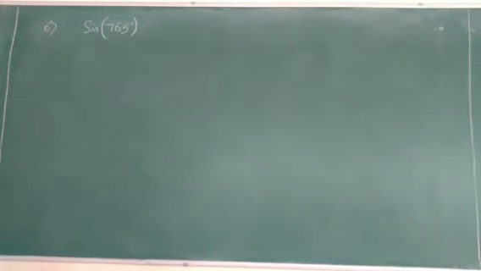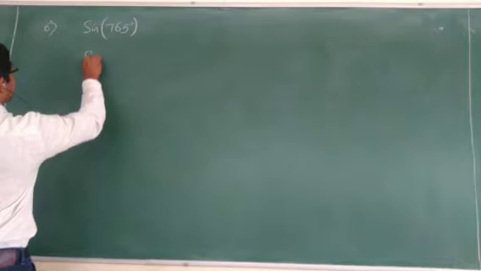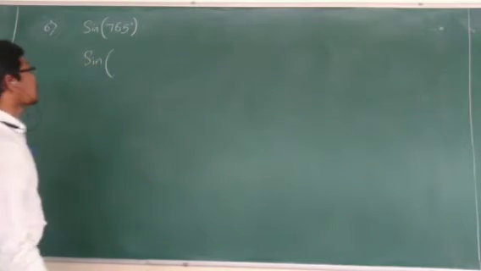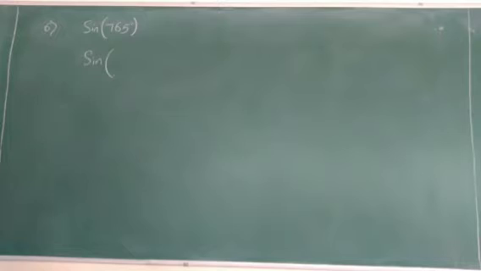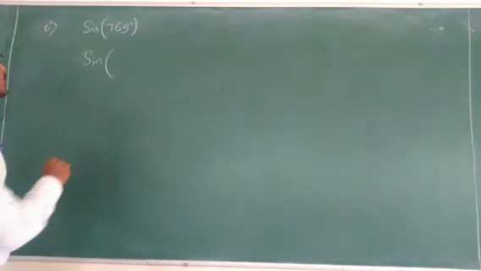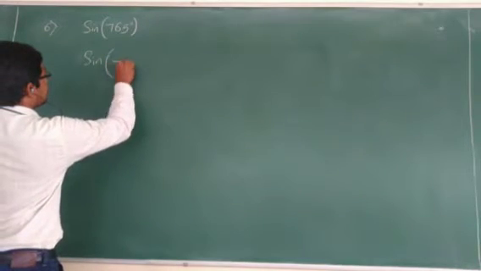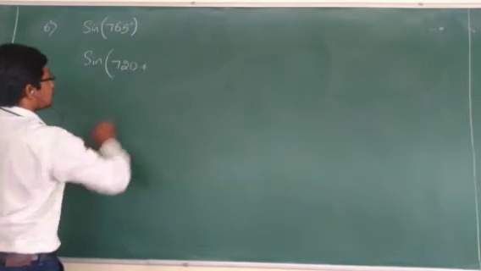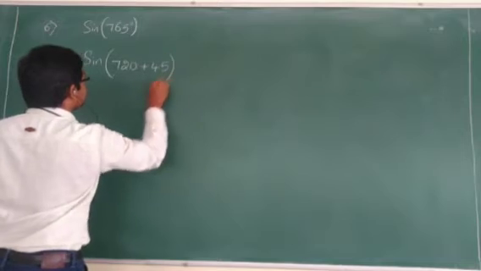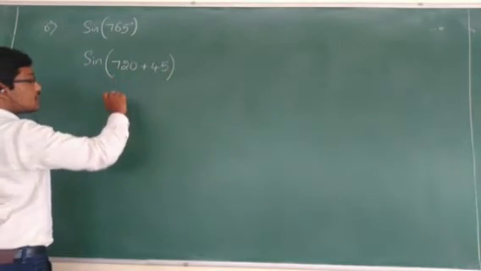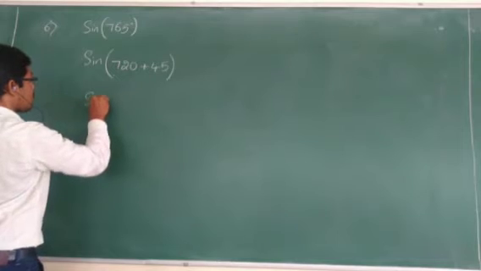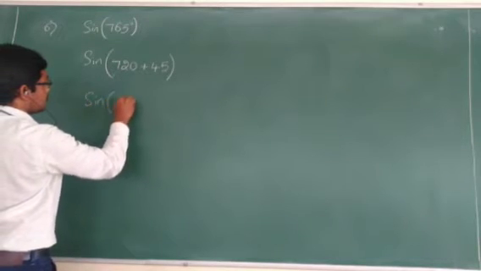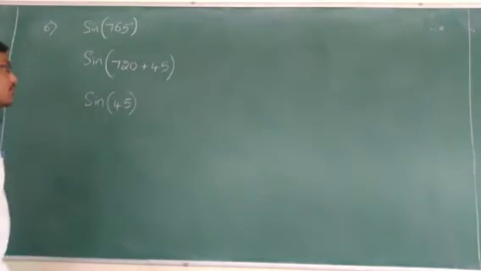Take the next question. Sin of 765. Sin of 765 can be written as sin of 720 plus 45. We have 360, that is one complete revolution, and 720 is 2 complete revolutions. So this is 720, which means 2 complete revolutions. After the complete revolutions, the value you get is 45 only.